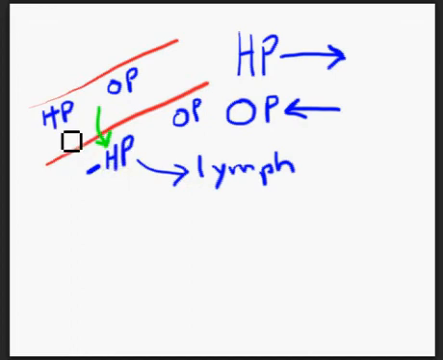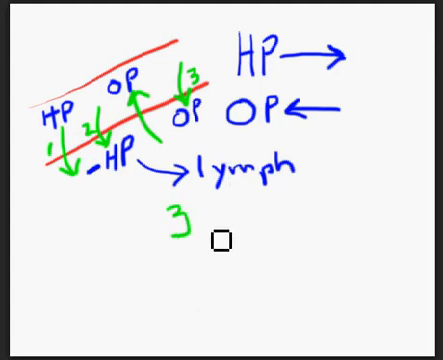The hydrostatic pressure in the capillary pushes fluid out. The oncotic pressure in the interstitial pulls fluid to it. This oncotic pressure within the capillary pulls fluid to it. So if we look at these pressures, we have 1, 2, 3 pressures that are forcing fluid out, 3 outs, and we have 1, this oncotic pressure in the capillary pulling water in, that's 1 in.